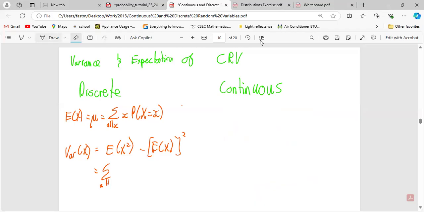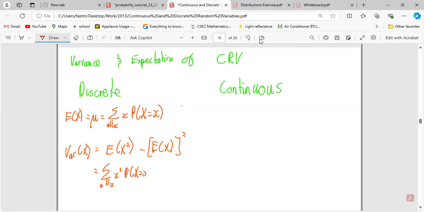Yeah, no problem. Right, so the expectation of x squared will be the sum of all x of x squared by the probability x is equal to x, minus the one before, all squared. Yeah, and those are the two equations that you must memorize, and I will show you how to do this because you need to do the questions for discrete after. So you'll see how this is really simple because discrete is easier than continuous, right?